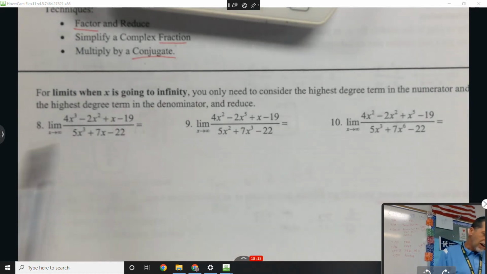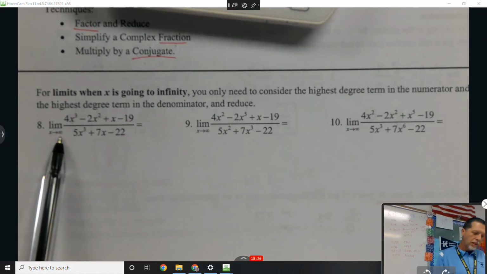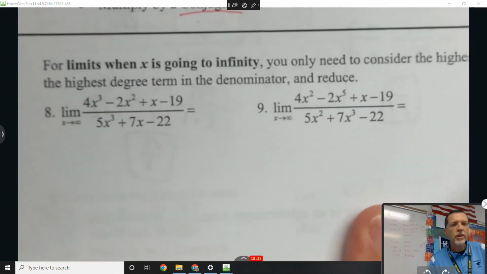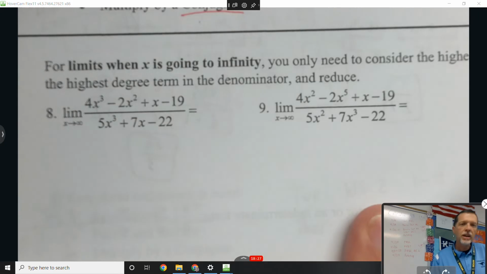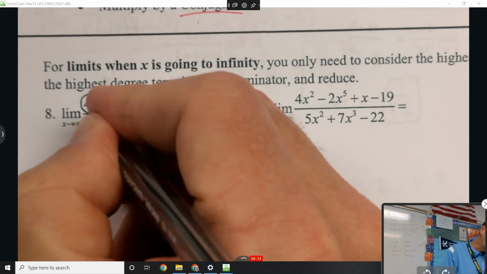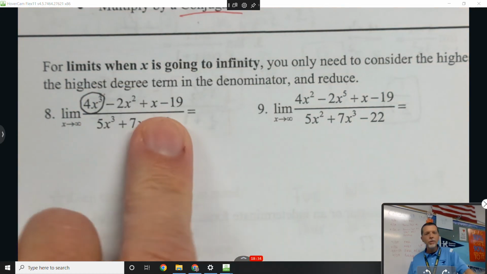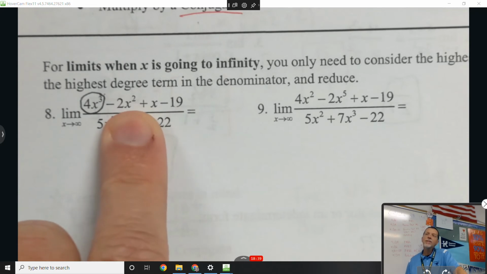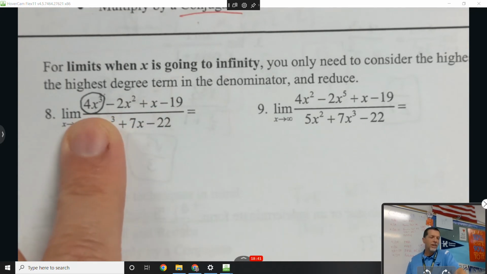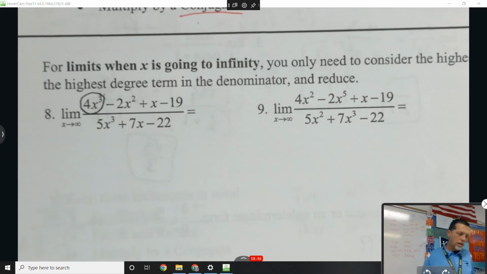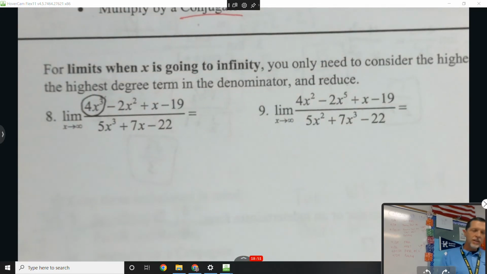If x is going to infinity, which one of those terms in the top is most important if x is getting really, really big? Right, 4x cubed. If x is 1 million, then who cares about minus 19, or even plus a million, or even a million squared if a million cubed is involved. So you're always only looking at the biggest term, the biggest degree term. How about in the bottom, which is the most important term, if x is a gazillion?